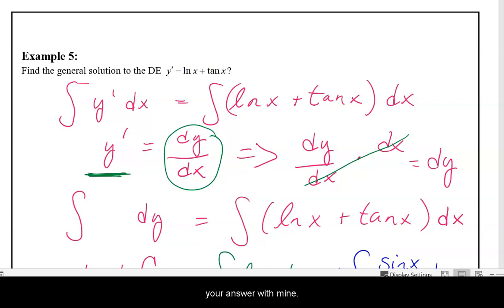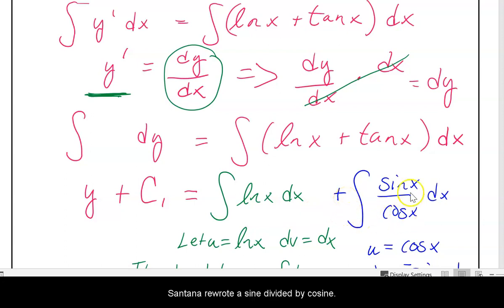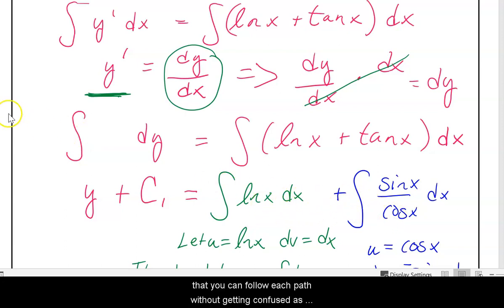In this particular case, we had done the integration on both sides of the equation, leading to y plus some constant c1 equal to the integral of natural log of x with respect to x plus the integral of tangent. Tangent I rewrote as sine divided by cosine. You'll see that I've color-coded the right-hand side so that you can follow each path without getting confused as to which part belongs to which part. I left off the y plus c1 on the left, although it is following all the way down.